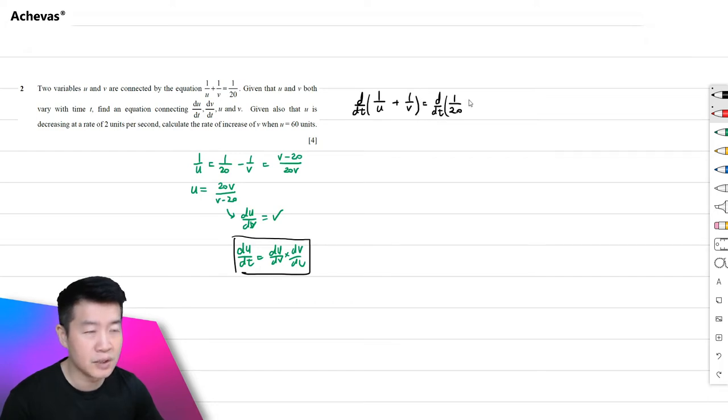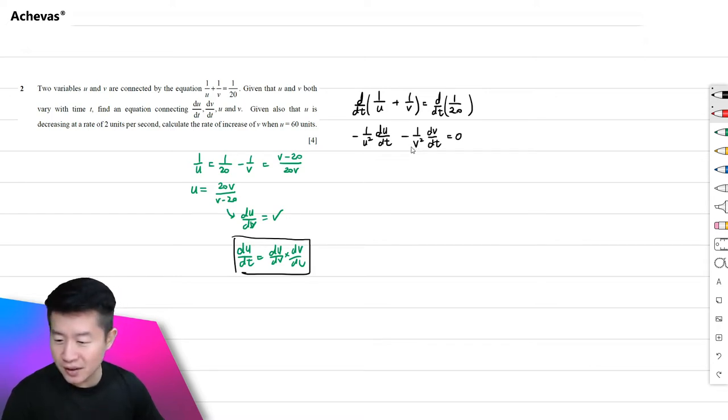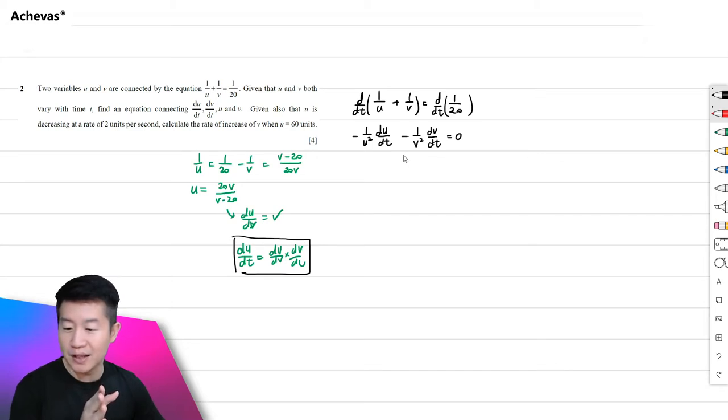So if it is this, then differentiating this, it'll be minus 1 over u squared, then du/dt. Then plus, differentiating this, it'll be minus 1 over v squared dv/dt. This is equal to 0. And immediately, I would have already gotten an equation that is connecting du/dt, dv/dt, u and v. It is instant. Like what one of you is suggesting, you could have done it as a quadratic equation.